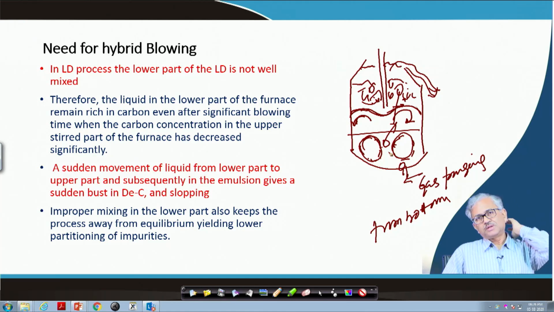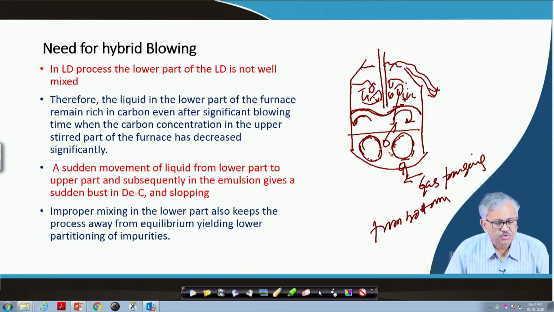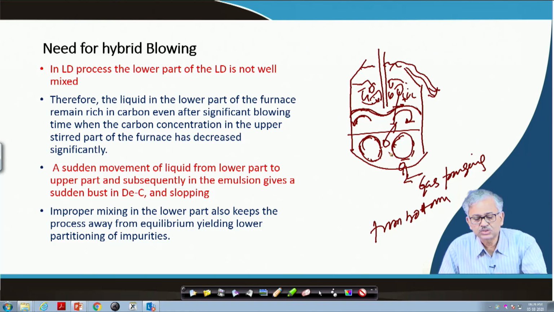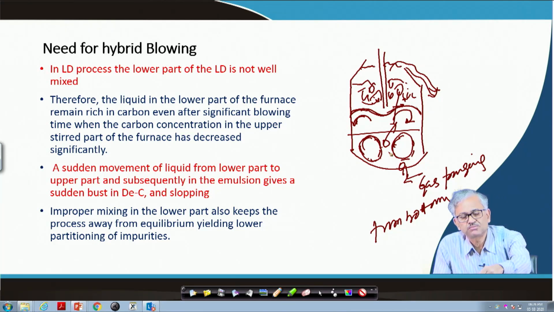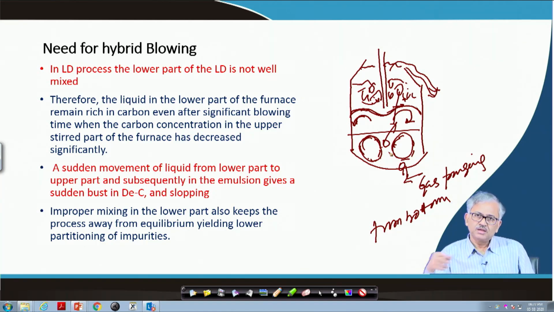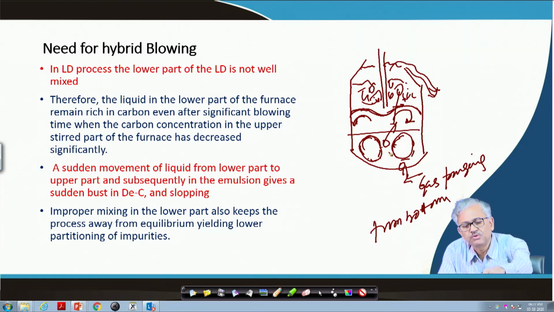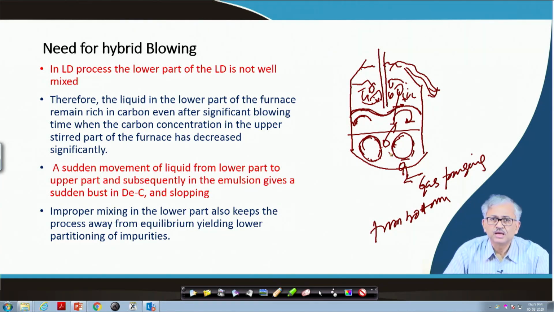So that can happen. If you can properly use what is called hybrid blowing, that is oxygen lancing from the top and inert gas purging from the bottom, then you can have very good mixing, and the process becomes close to the equilibrium, and sloping probably will not be there. This is called hybrid blowing, that is the blowing from top and bottom, okay. And there is a wide variety of hybrid processes.